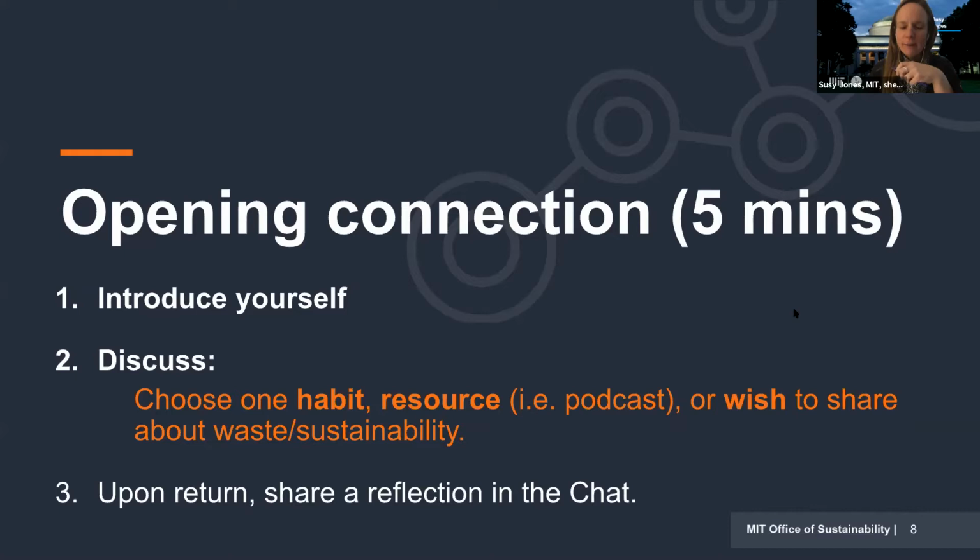So maybe a habit that you've adopted since spending a little bit more time at home in the past year that you want to share, or a resource like a podcast or an article or even a documentary that you've seen lately. Or maybe just a wish you have about the future of sustainability and waste. It's fun to compile these resources. We'll maybe read some out in a moment, and then also we can compile these into a list to send out to folks as well.